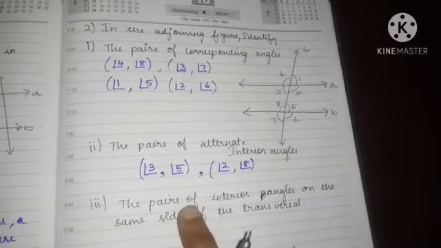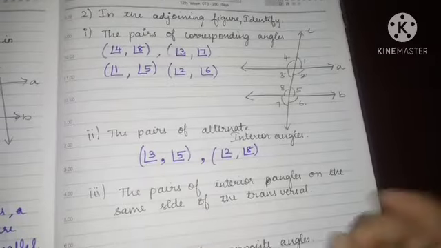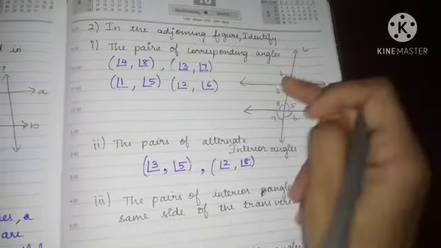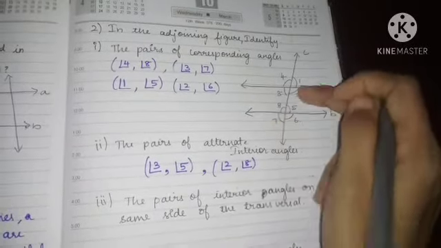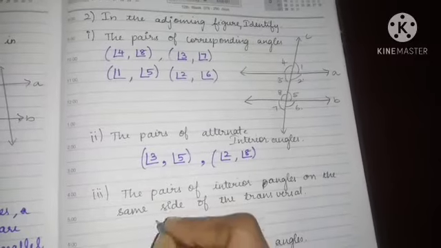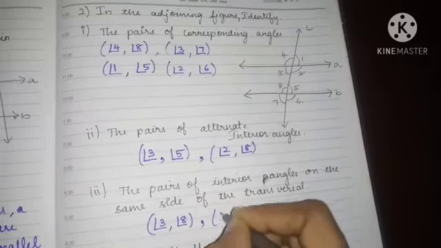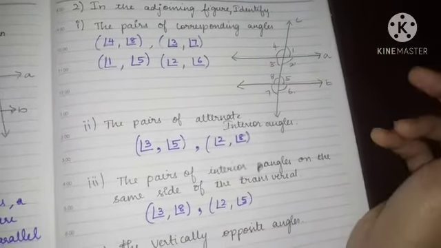Next, pairs of interior angles on the same side of the transversal. Same side means what? These two are interior angles on the same side of the transversal. So angle 3, angle 8 is one pair. Then angle 2, angle 5 is another pair.